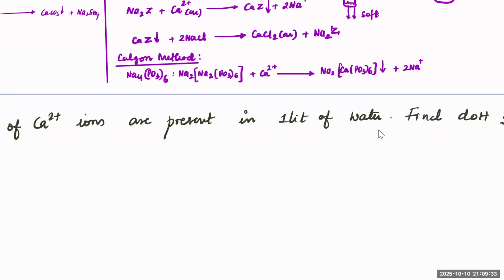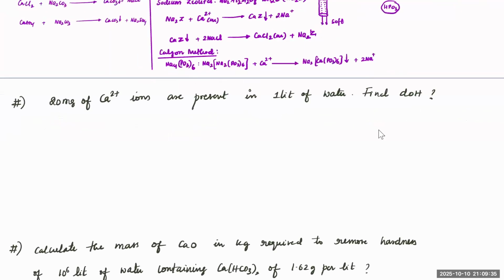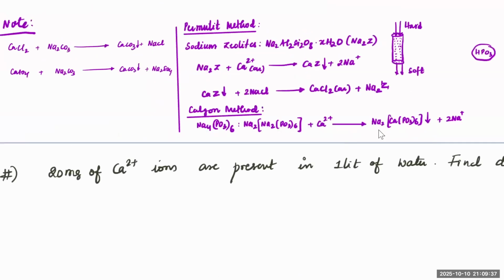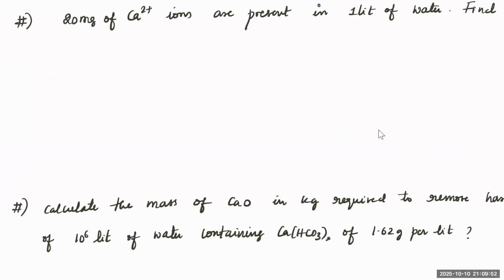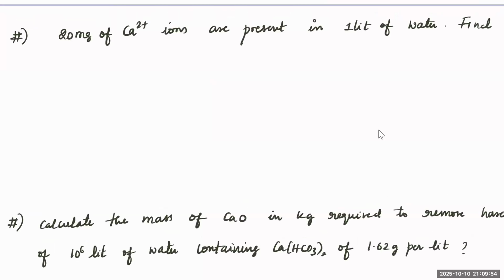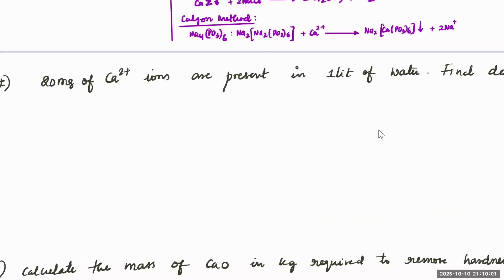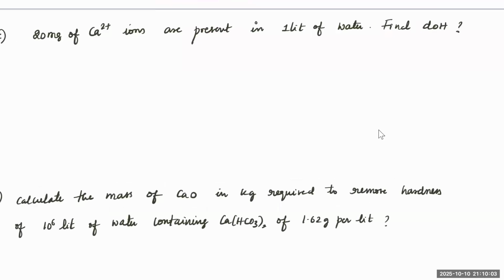Clear, everybody? Right. So these are a few methods by which you can remove permanent hardness. These two are mainly used to remove permanent hardness. There is one more method called the ion exchange method, but that we will study separately as a part of the hydrogen chapter, which I haven't discussed. That's why I'm not discussing that part here.